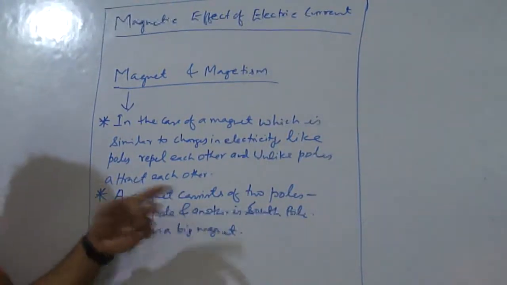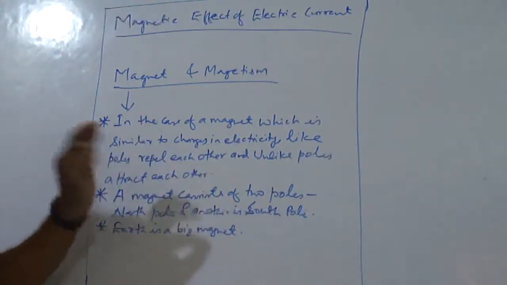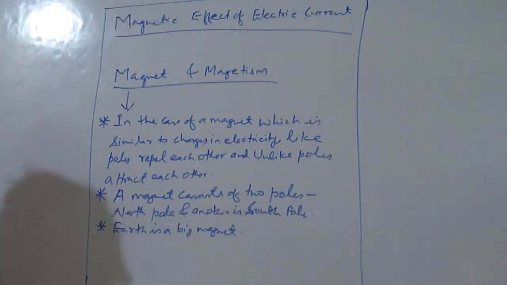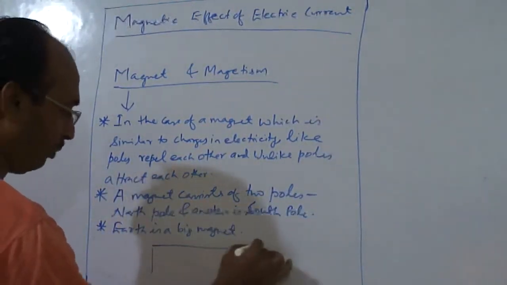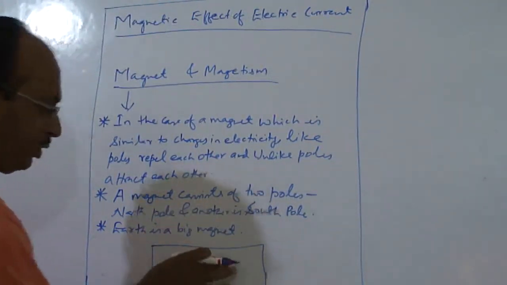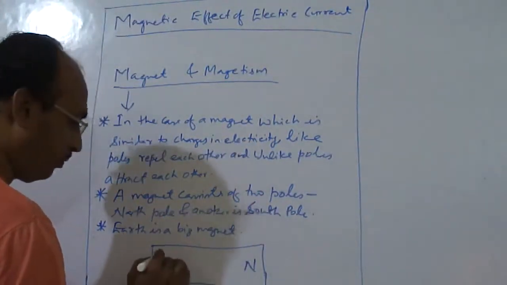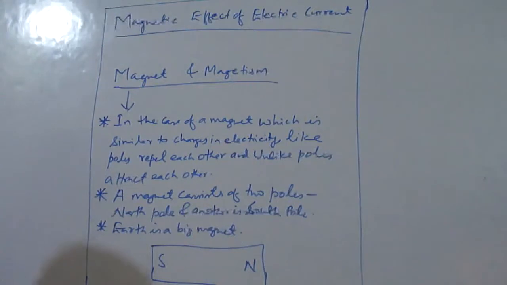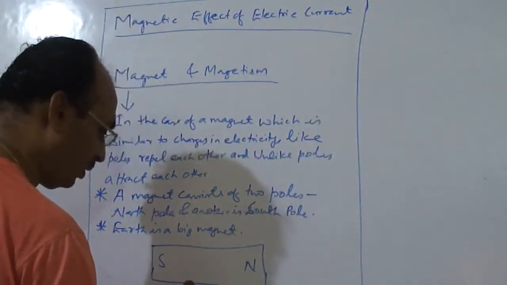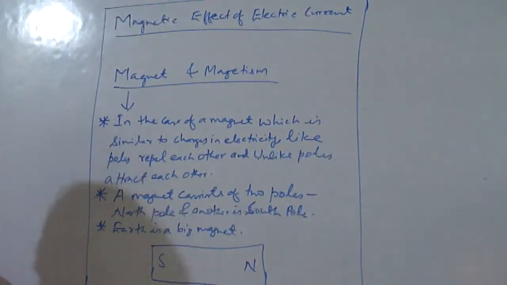So the main thing: a magnet consists of two poles, north pole and south pole, and in the case of a magnet, similar to charges, like poles repel each other and unlike poles attract each other. If you draw a bar magnet, which is just like a cuboid shape, it will have one north pole and the other a south pole. This is called a bar magnet. You can write here bar magnet.